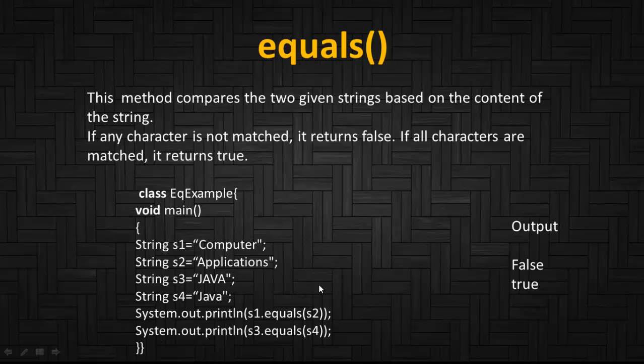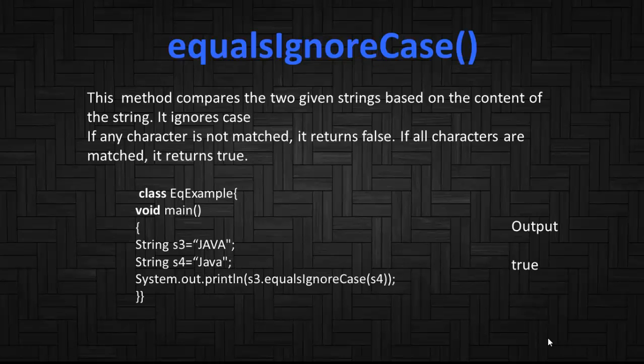Equals. This method compares the two given strings based on the content of the string. If any character is not matched, it returns false. If all characters are matched, it returns true. equalsIgnoreCase. This method compares the two given strings based on the content of the string. It ignores case. If any character is not matched, it returns false. If all characters are matched, it returns true.